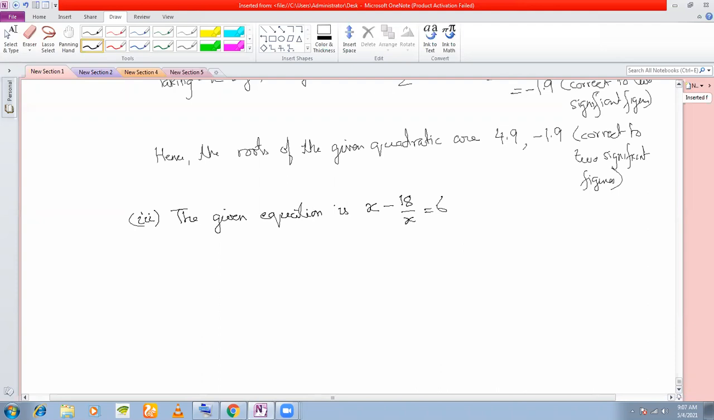Okay, so let us solve this problem. First of all, we need to express this problem in the standard form, ax square plus bx plus c form. Okay, so we take the LCM and we proceed. So take the LCM x, you get x square minus 18 is equal to 6. Cross multiply, you get x square minus 18 is equal to 6x. Now you take 6x from the right hand side to the left hand side. The sign of 6x is going to change. So you get this.